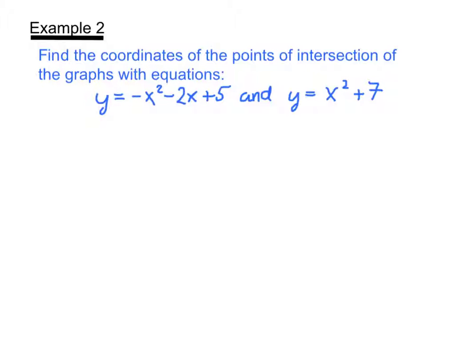So let's take a look at another example. Again, we're asked to find the coordinates of the points of intersection of the graphs with the equations. In this case, we have y equals -x squared minus 2x plus 5, and we have y equals x squared plus 7. So let's use the same methods as in the previous example. We'll set these two equations equal to each other.